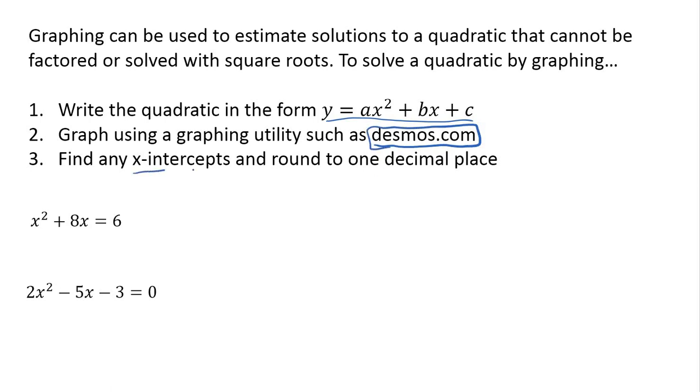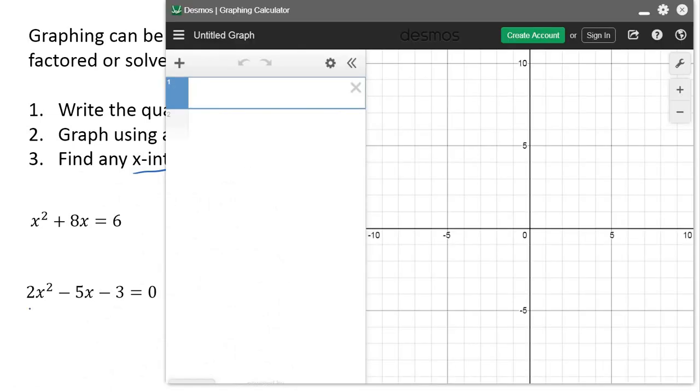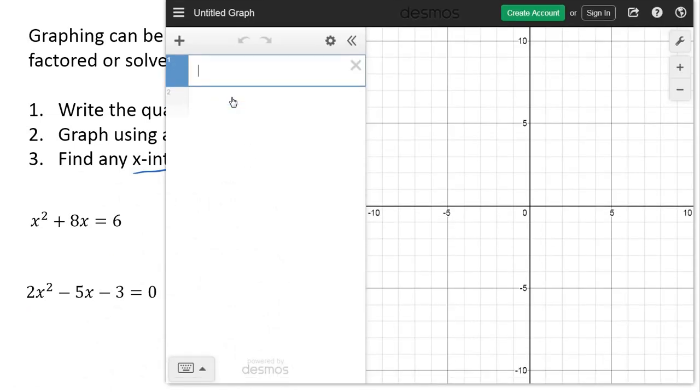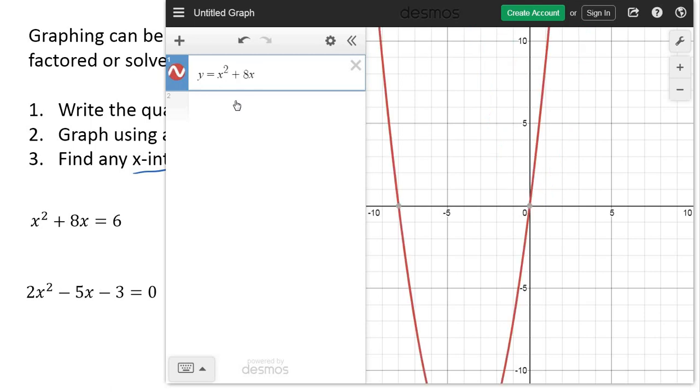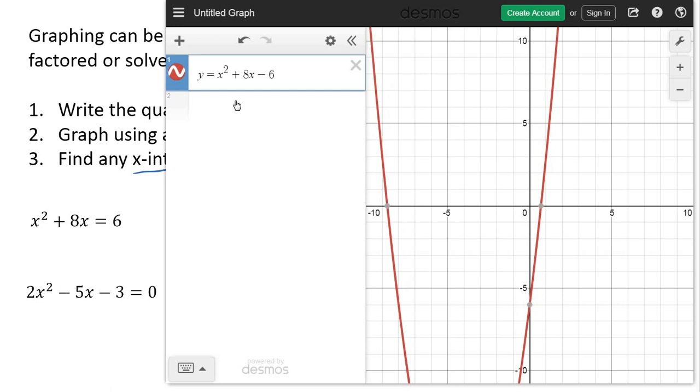And we're looking for x-intercepts. Where does that parabola touch or cross the x-axis? Okay, so let me illustrate here. I'm going to bring up a window on top. A couple quick examples. Now, in Desmos, you don't actually have to do y equals. You can, okay, and I'll show you that it doesn't matter. So y equals x squared plus 8x. Now I do need to get that 6 on the other side, so I'm going to do minus 6.